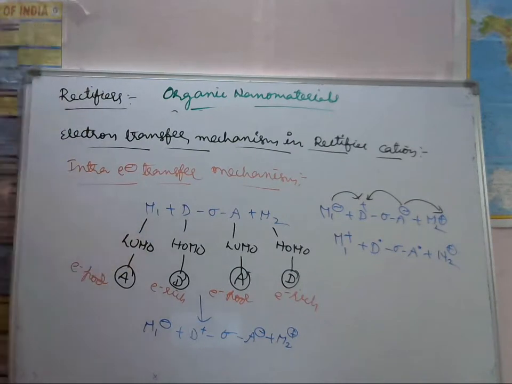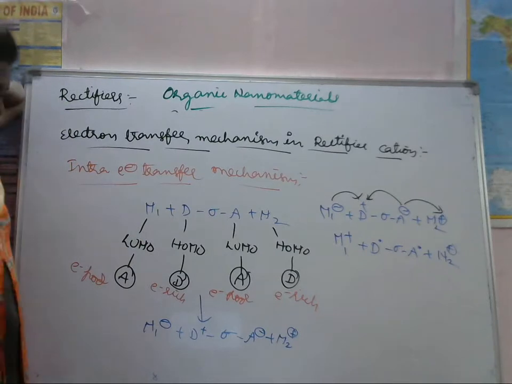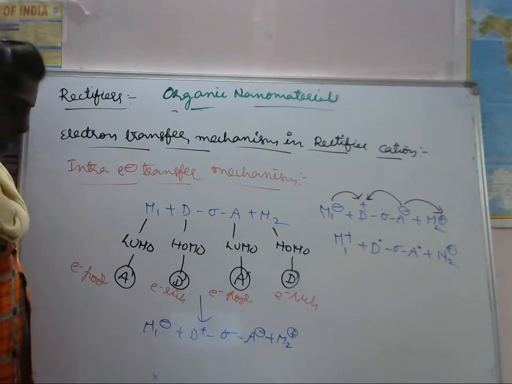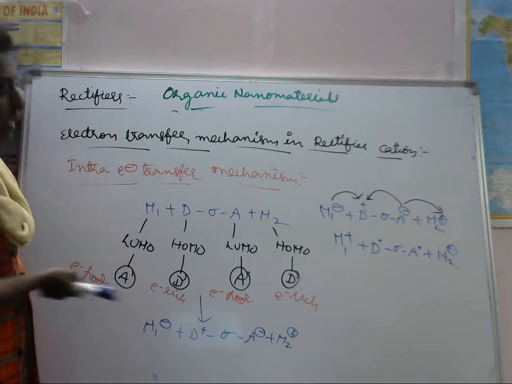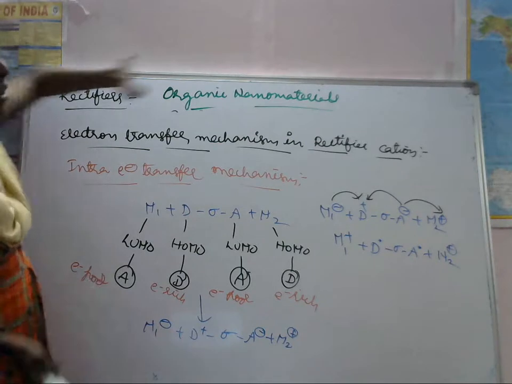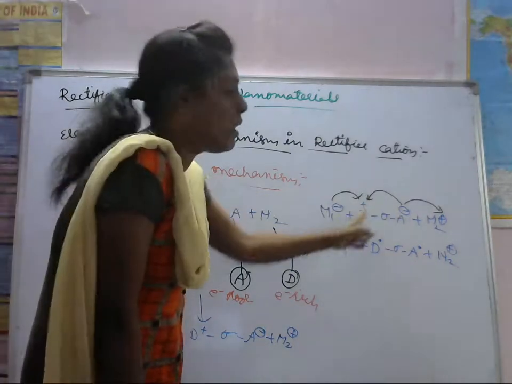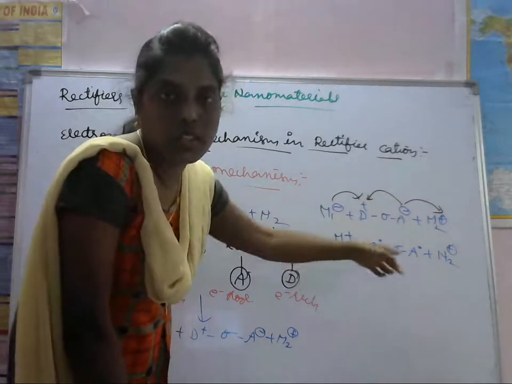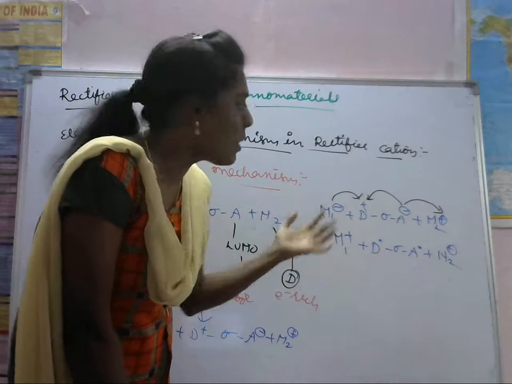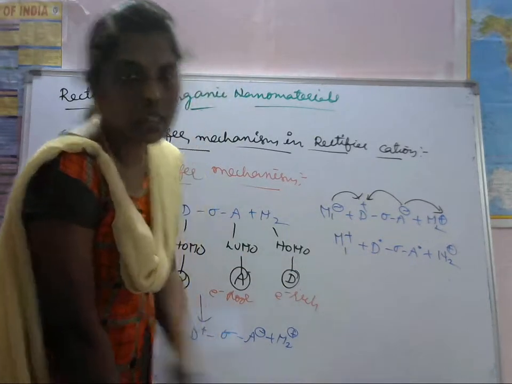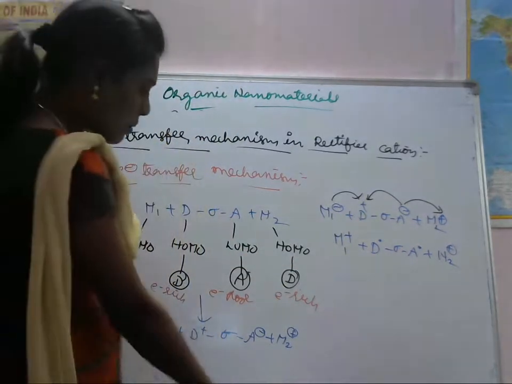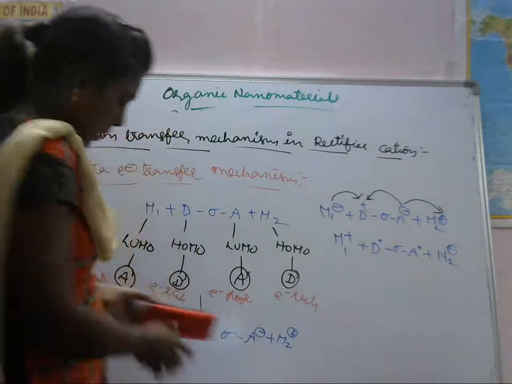So this is the elastic electron transfer mechanism, and this is an intramolecular electron transfer mechanism. Within the molecule, if it is donated to this one, this is called the intramolecular electron transfer mechanism. So let's see what are the applications of these rectifiers.